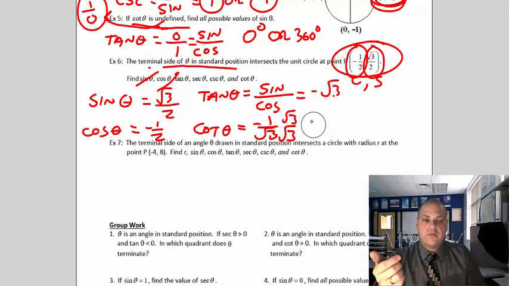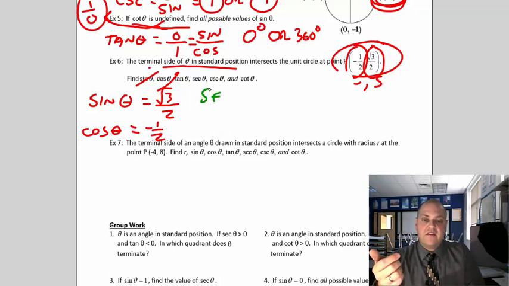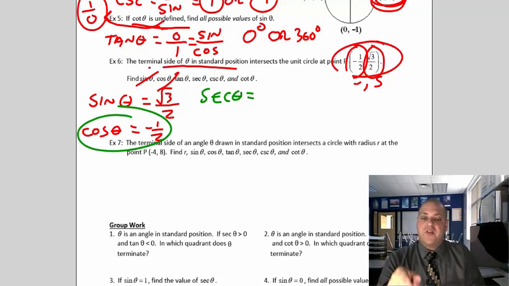let me clear this out for room. Now this is where we got to do a little bit of work here. The secant is the reciprocal of the cosine. You flip that, so you just do negative 2 over 1. That's easy. So the secant's just negative 2.